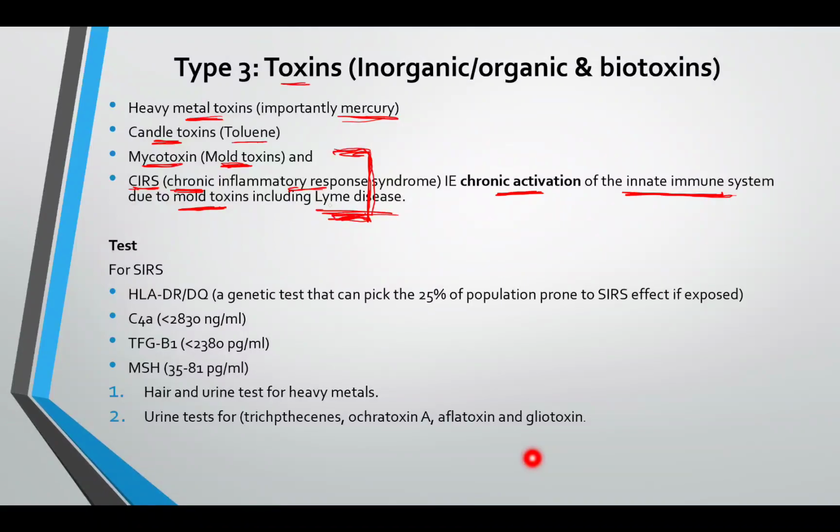Now, how to identify this group of people? This group of people are genetically prone to chronic activation of the immune system. We do it by genetic testing called HLA-DR-DQ, and C4A and TGF-beta and MSH, melanocyte stimulating hormone. So the genetic test can be done easily, and the C4A and all this can be measured, and this is the normal value. It should be less than these values. If it is higher than these values and the test comes positive, this means this patient is from the 25% of the population who can be affected by the mycotoxins and the tick-borne illnesses like Lyme disease.